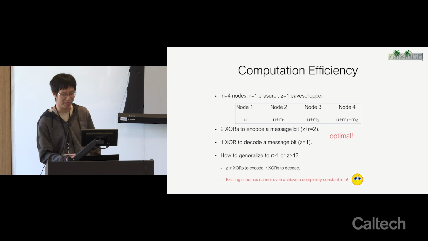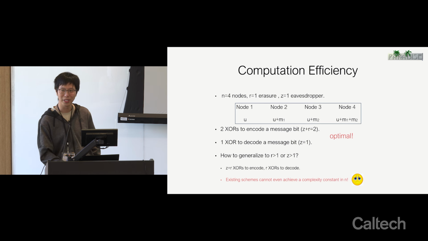So now this scheme looks good, right? It's simple. It's the kind of scheme that will work in the real world, except we don't know how to generalize it to R and Z greater than 1. We don't know how to generalize it to deal with more than one erasure or one eavesdropper. So yes, there are hundreds of secret sharing schemes out there, but none of them are even close to this one in terms of simplicity and computational efficiency.